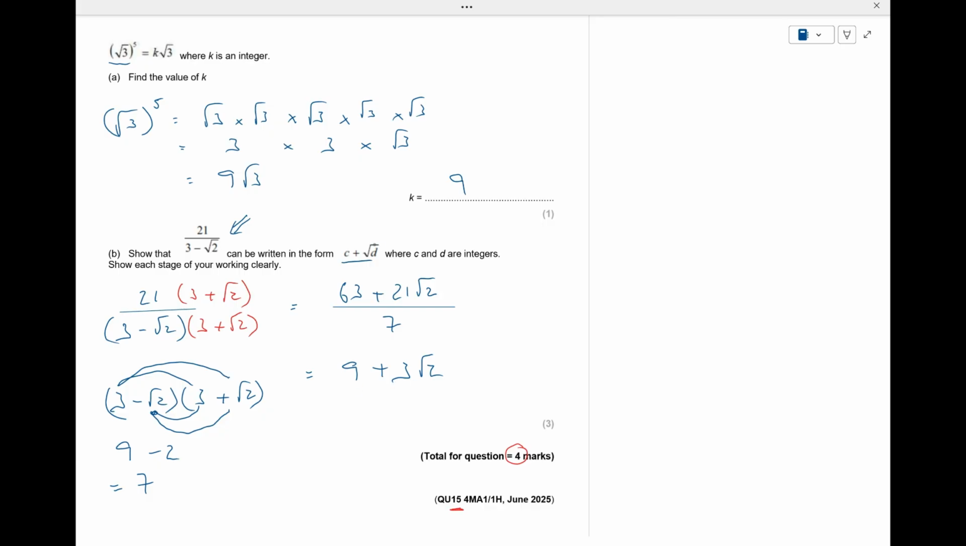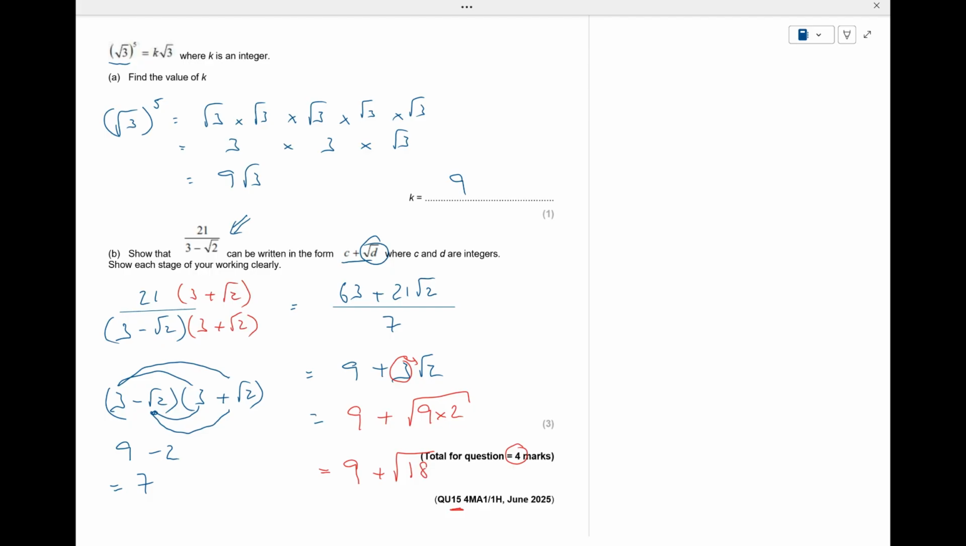Oh, not quite. Look, because it says root d. And I've got it written as something root 2. So I'm going to need to take that 3, put it into the square root. So this is going to be 9 plus the square root of 9 times 2. So the answer they're looking for is 9 plus root 18.